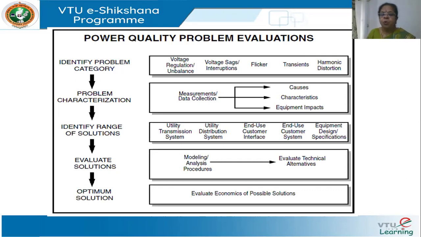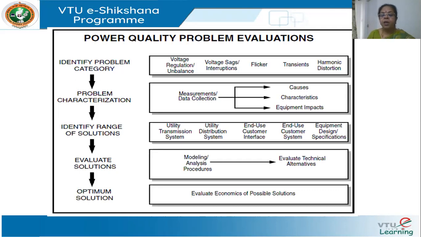Could be from the utility transmission side, though it is minimized. It is minimal. Basically, I told you, the problem of quality arises from the distribution side, from the utility distribution. So what is the solution I need to provide for the distribution system and the end user interface? The interface could be a transformer or could be a relay, a protective equipment. How do I interface the utility supply to the consumer equipment?